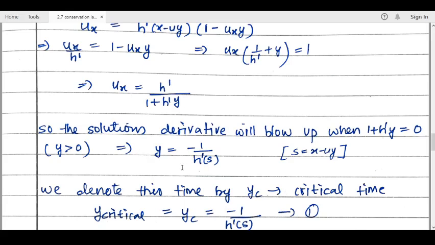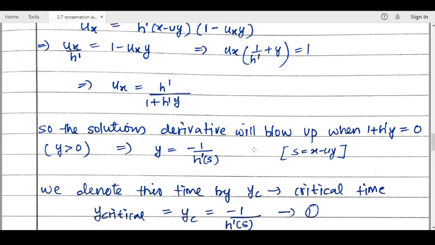So actually we have already said that y denotes time here. Now if h dash of s is negative, you will get y as positive. Since y represents time, it should be positive. So this time is called the critical time. Up to this critical time, we will get a solution. After this critical time, the derivative will blow up. That is, the derivative does not exist, so the solution loses its smoothness. The solution will not be further smooth. It may have discontinuities.